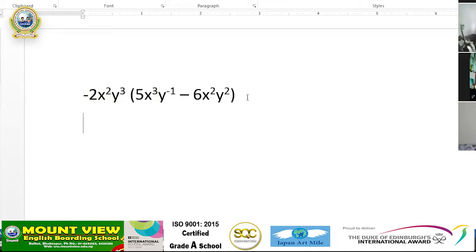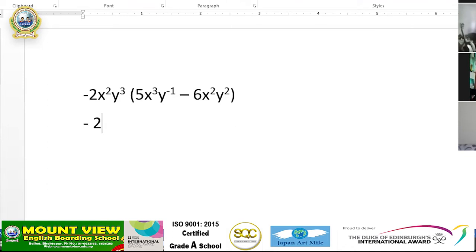So in order to multiply, let's just multiply the signs first. In front of the 5 there is plus, and in front of 2 there is minus. So minus and plus if you multiply gives us minus.